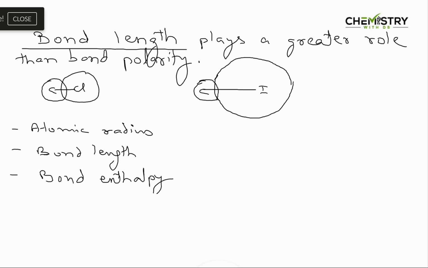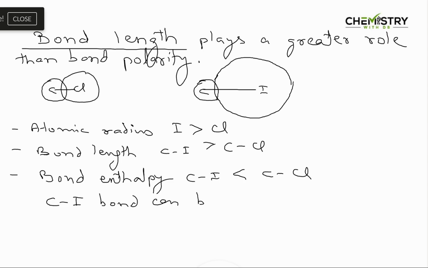So in order to look at how bond length plays a much greater role than bond polarity, let's look at the length of the C-Cl and C-I bonds. Iodine has a bigger atomic radius as compared to chlorine because it has more shells. Therefore, the bond length of C-I is going to be bigger than that of C-Cl. Longer bonds are weaker, so the bond enthalpy of the C-I bond is smaller as compared to C-Cl. In other words, the C-I bond can break more easily, or it would require less energy to break.